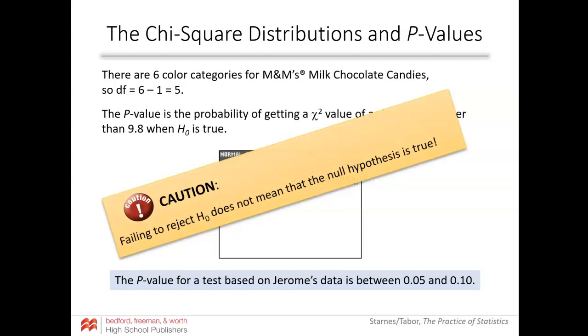Failing to reject the null hypothesis does not mean that we think it's true. It just means we don't have evidence to reject the null hypothesis. That's all.